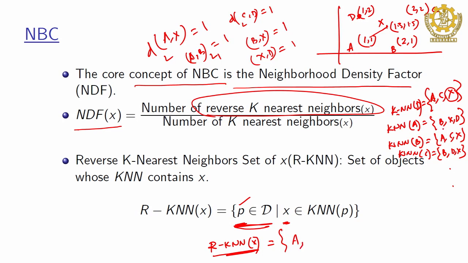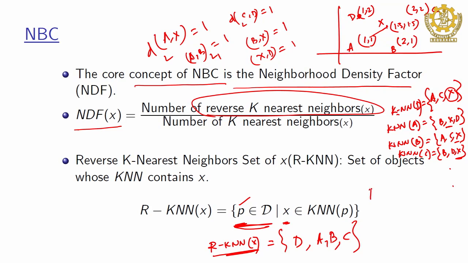Now you see X is appearing here, sorry I wrote. So this will be D. Because X is appearing in the k nearest neighbor of D, this is D. X is appearing as k nearest neighbor of A, so this is A. X is appearing as k nearest neighbor of B, so this will be B, and X is appearing as a k nearest neighbor of C. So the reverse k nearest neighbor of X will be A, B, C, D, all 4 points.